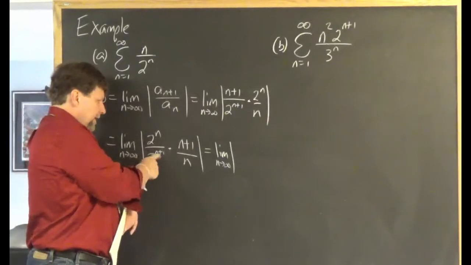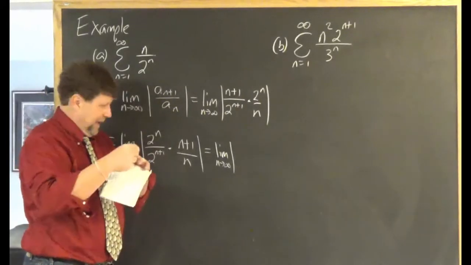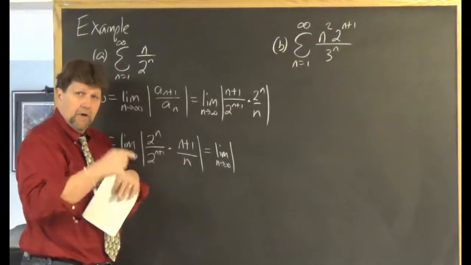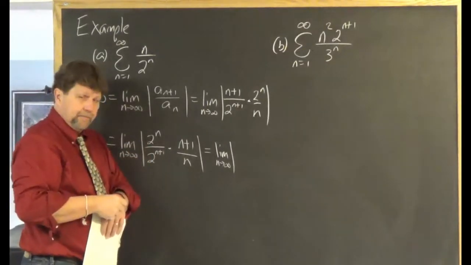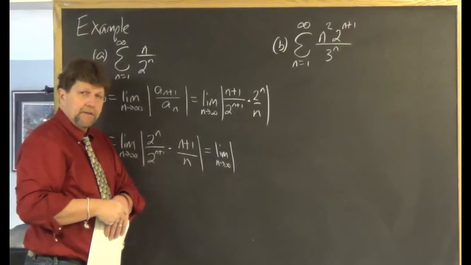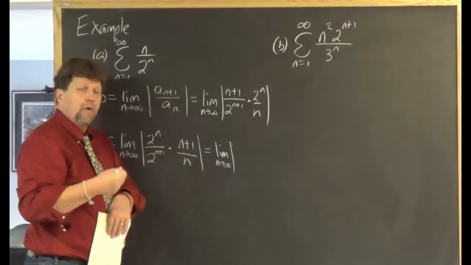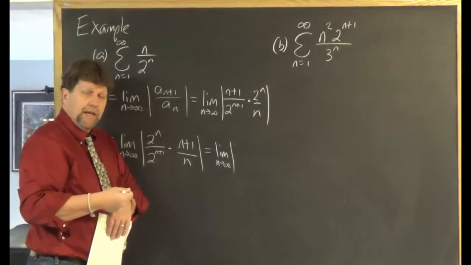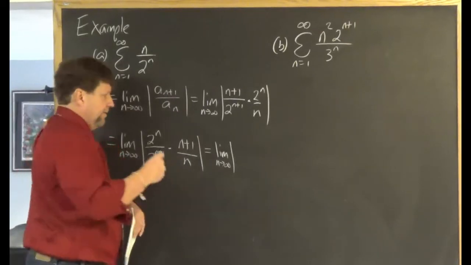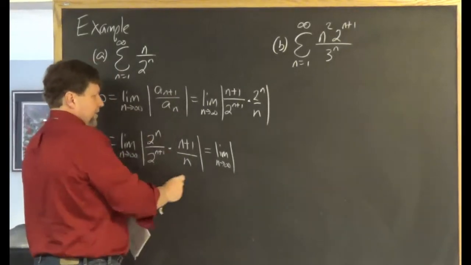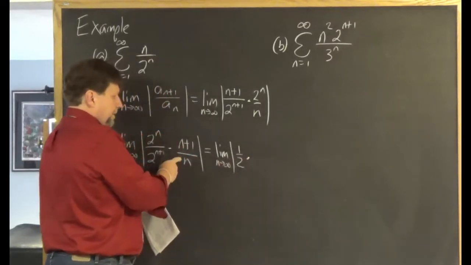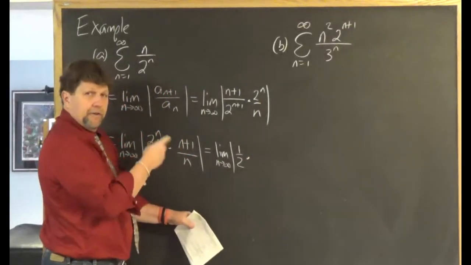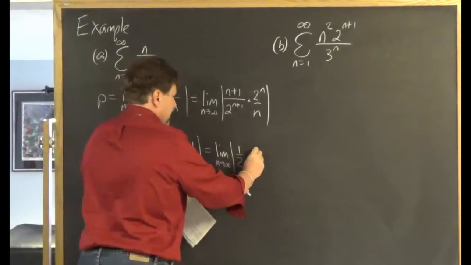Remember, 2 to the n plus 1, you can think of that as being 2 to the n times 2, or you can think the bases are the same and we're dividing, so subtract the exponents. So n minus the quantity n plus 1 would leave you with a negative 1. 2 to the negative 1 is 1/2. This fraction reduces to 1/2. This fraction, I would divide everything I see in the numerator and denominator by n.